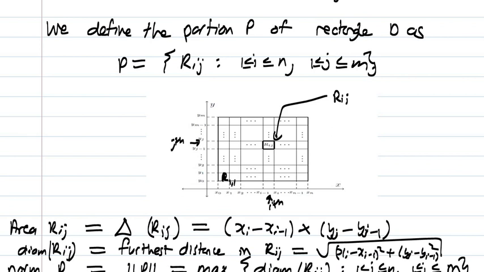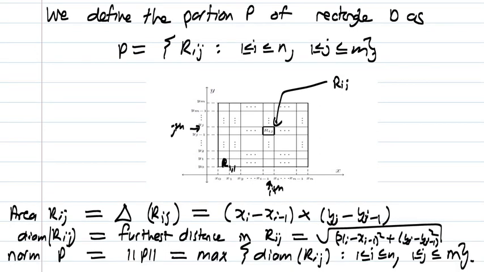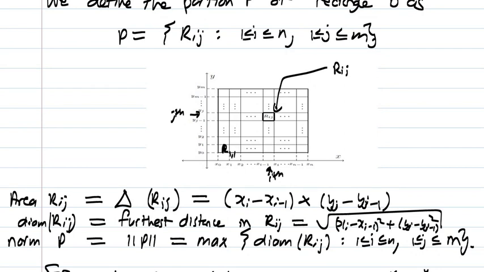And now we're going to need another concept, the diameter of a rectangle. In general, the diameter is the two furthest points in that region. So the diameter of the rectangle would be the two furthest points, so it will be the points connecting two opposite corners. So by the theorem of Pythagoras, the diameter of rectangle ij would be the square root of the length of the ith interval squared, plus the length of the jth interval squared. So that is the diameter of the ij rectangle.